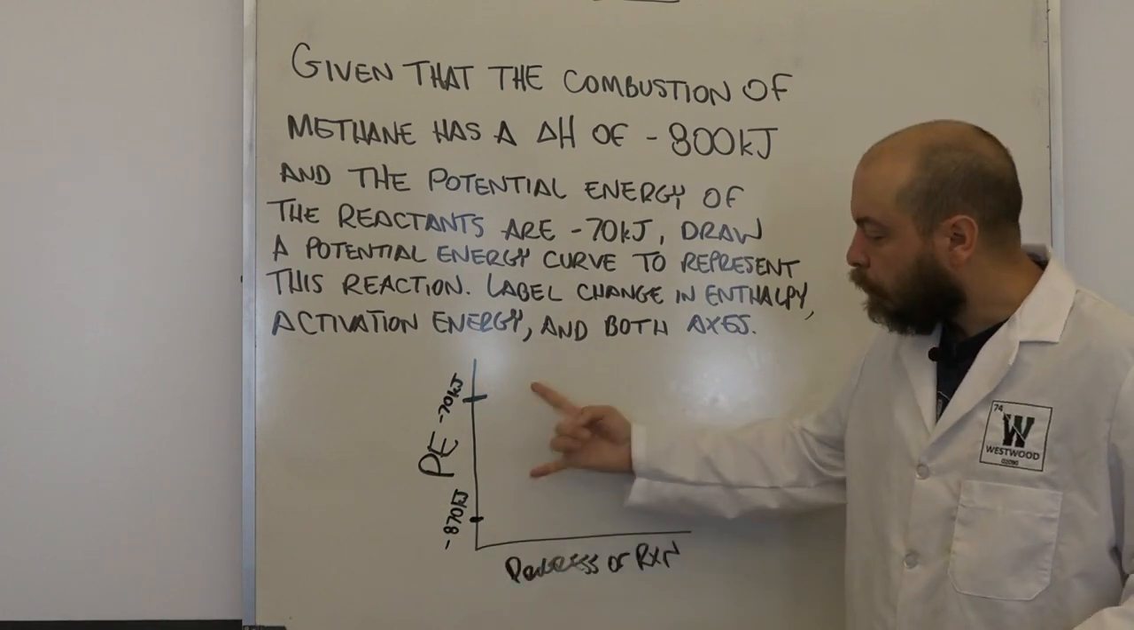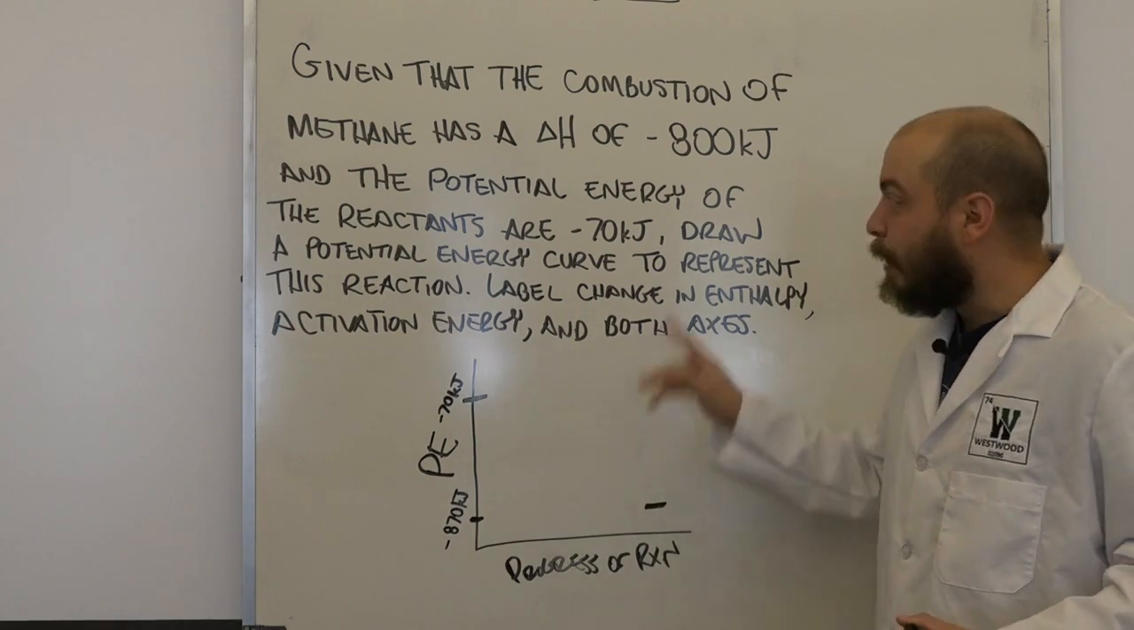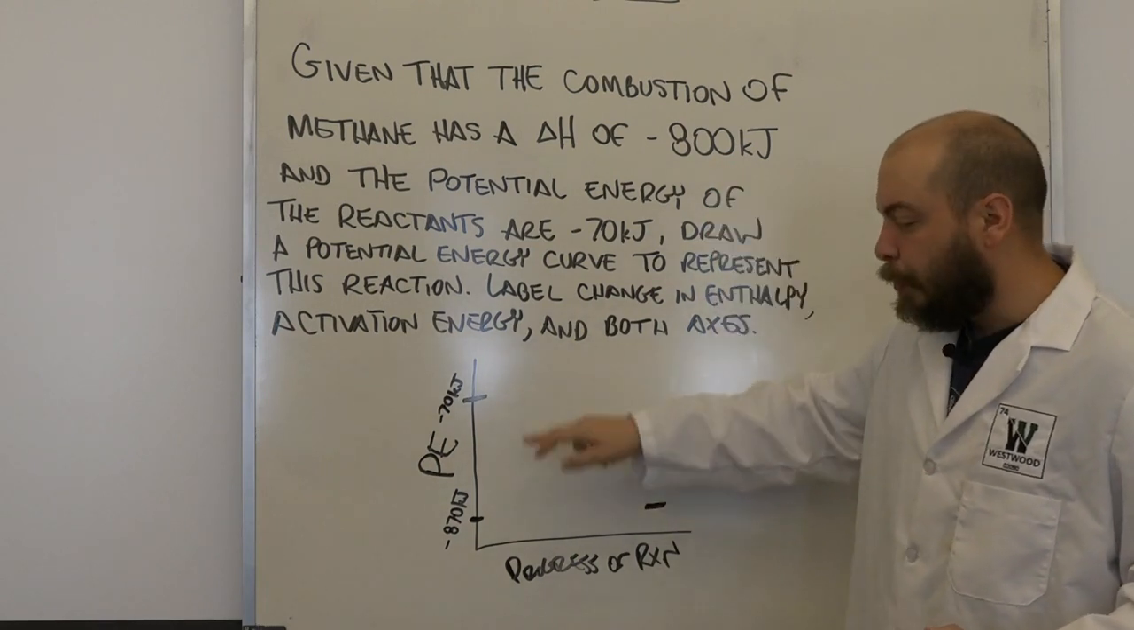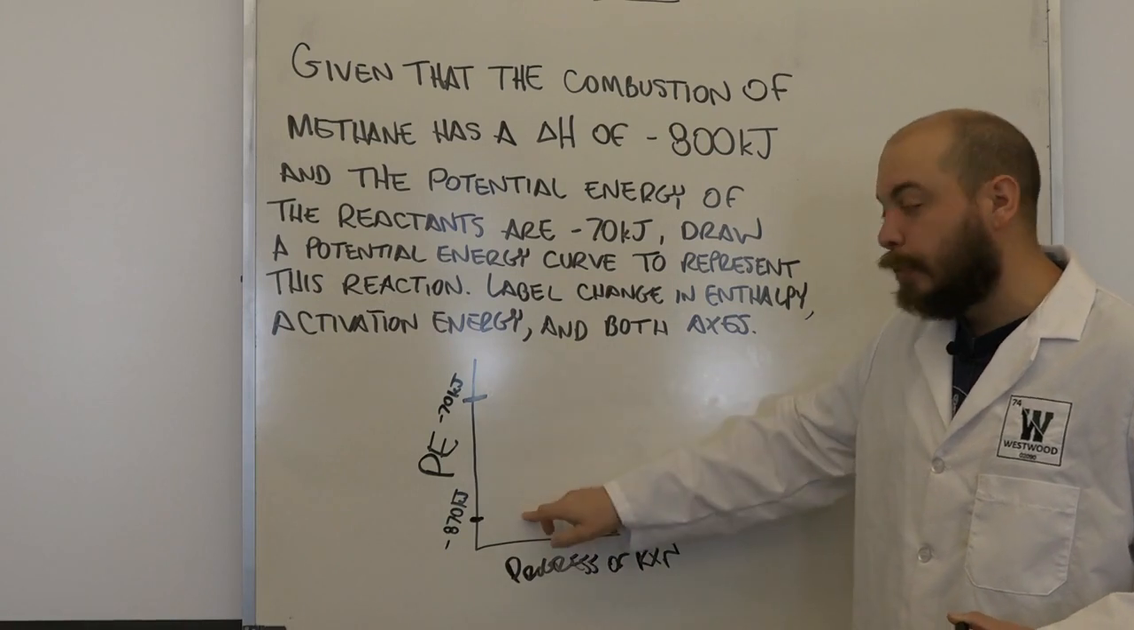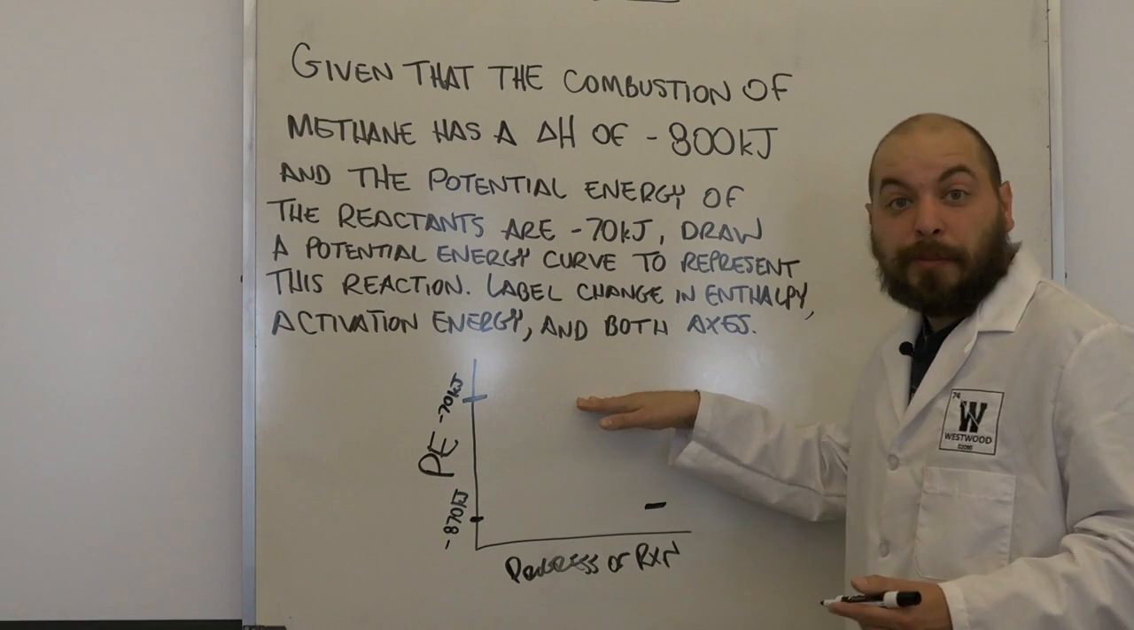How do I know? My delta H represents the change in potential energy from reactants to products. That's going to be negative 800 kilojoules, which means there needs to be 800 kilojoules between reactants and products. Easiest way to do reactants, I'm just going to draw a straight line for a little bit.